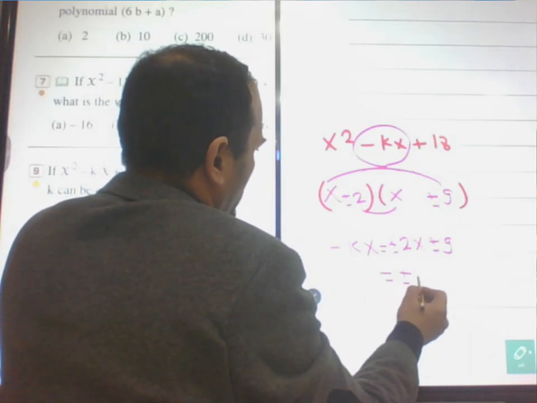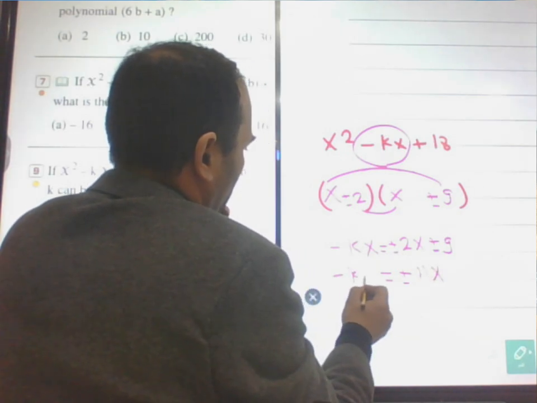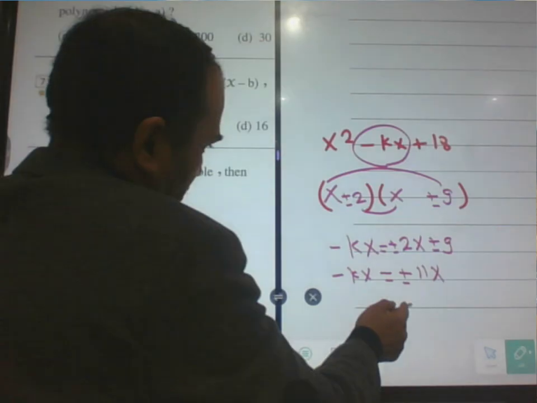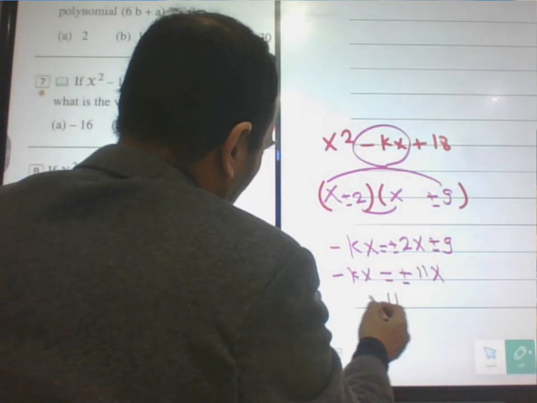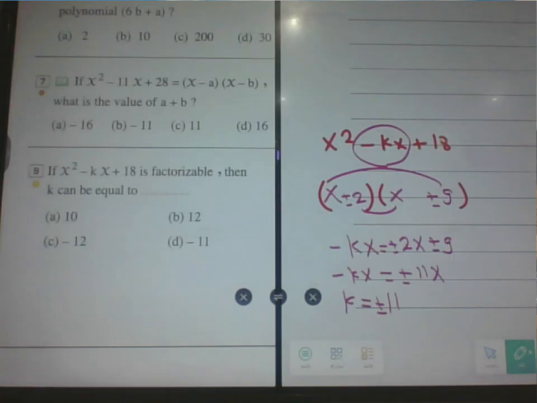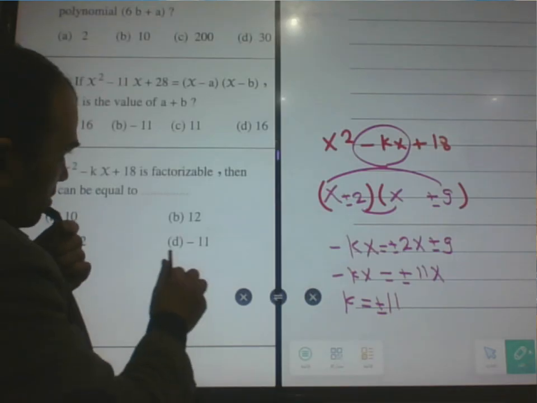The summation will be positive or negative 11x, negative kx equal positive or negative. If we product by negative, it will be here negative and positive. So you can write k equal 11 positive or negative. Okay, we have negative 11x. You have the solution. Okay, choose letter D.